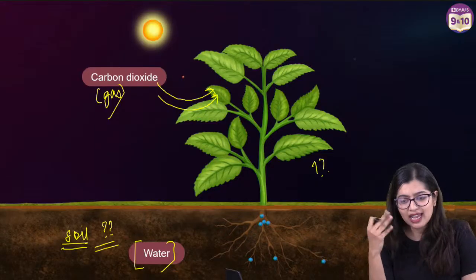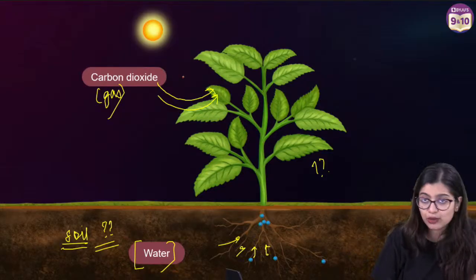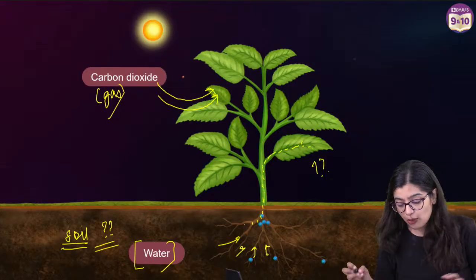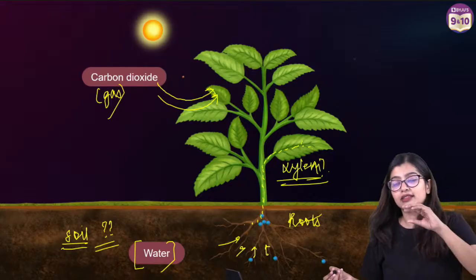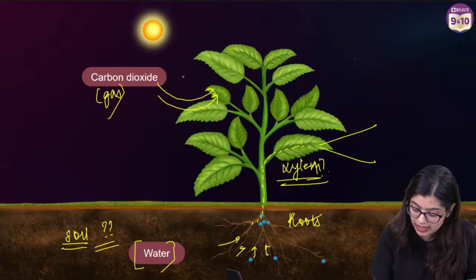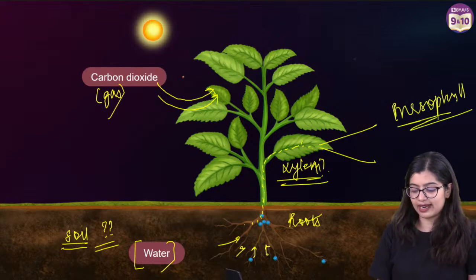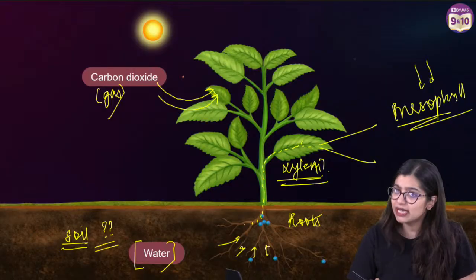Roots, exactly. Root, xylem also I will accept, but it's your roots, right? Your roots are the ones who are going to absorb the water. They will absorb this water and the xylem will transport it all the way to the leaves. So from the roots, your xylem will ensure that the water is made available to the leaf. And what part of the leaf? We know that it will go all the way to the mesophyll cells, right?